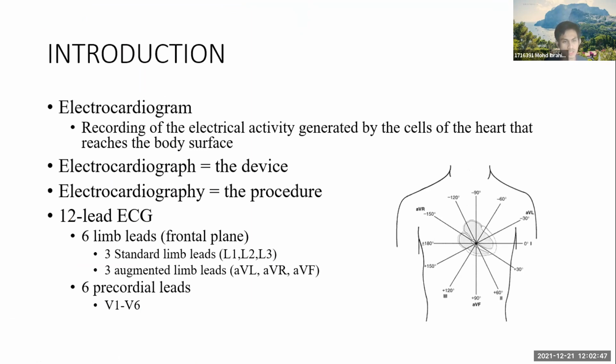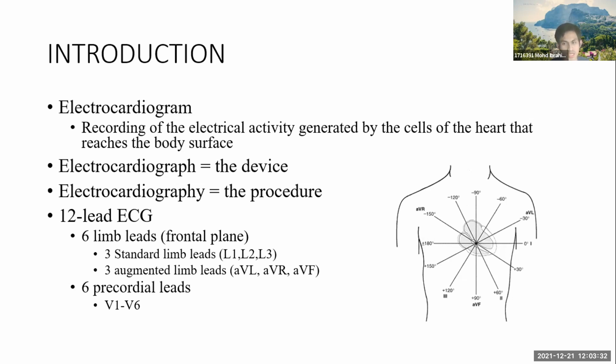The standard type of ECG used is 12 lead ECG, which has limb leads and precordial leads. Limb leads have 2 types, standard and augmented. Standard limb is where one lead is positive and another lead is negative. For example, in L1, left arm is positive and right arm is negative. For augmented limb, one lead is positive, but all other leads are negative. For example, in aVL, left arm is positive, other limb leads are negative.